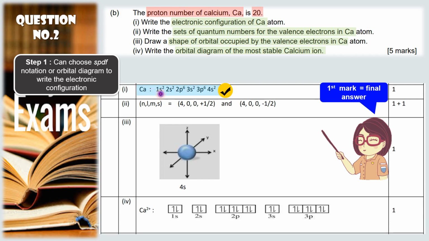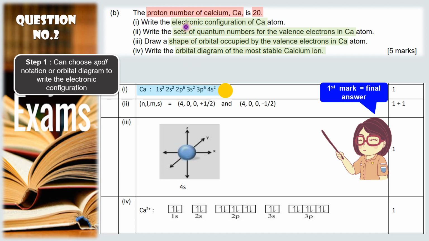And then the electron should be superscript. Okay, superscript. Right, next, number B2, set quantum number of the valence electron in calcium. Alright, so it's mentioned here valence electron. So valence here is located in 4s, and there are 2 valence electrons here. That's why you have to write 2.